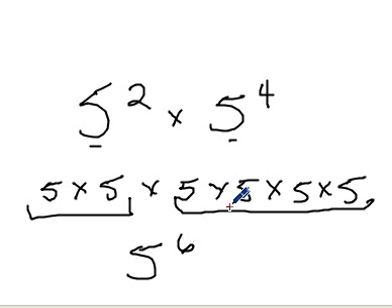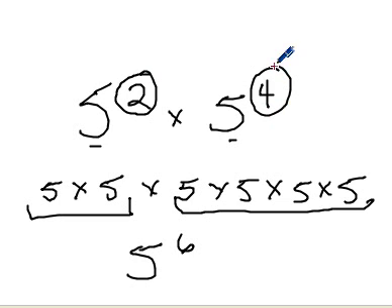So the shortcut for multiplying is to take the exponents and just add them together, because you have 2 5's multiplied by themselves and you have 4 5's multiplied together. So the total is 6. So 5 squared times 5 to the 4th can be rewritten as 5 to the 6th. All we do is add the two exponents together.